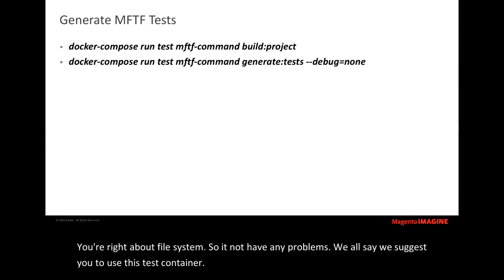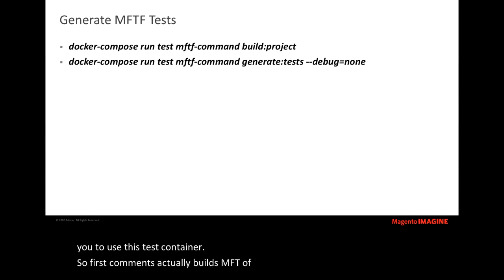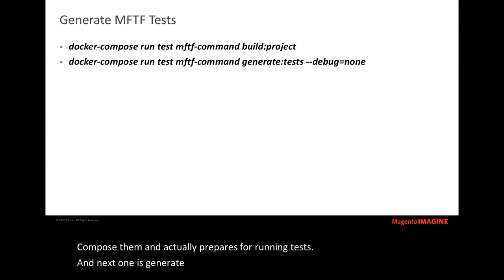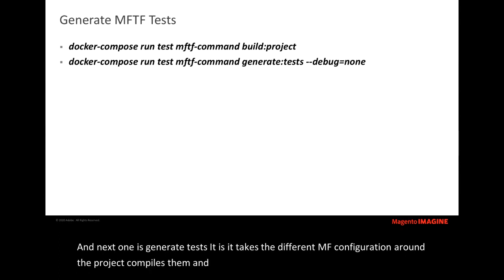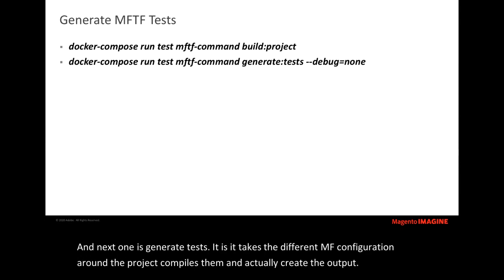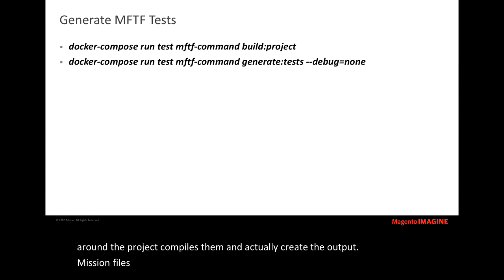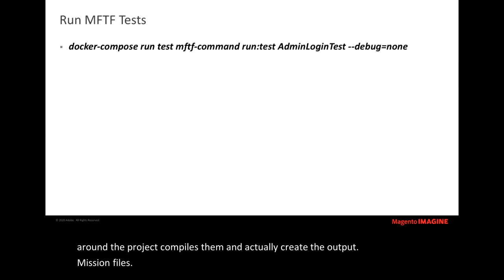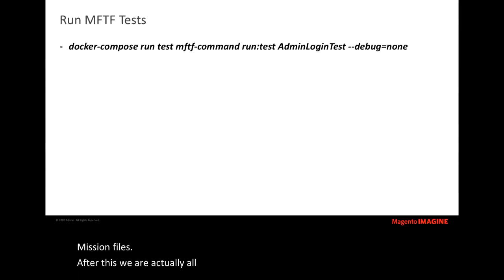So the first command actually builds the MFTF project. It generates some specific files, compiles them, and prepares for running tests. And the next one is generate tests. It takes the different MFTF configuration around the project, compiles them, and creates the output configuration files to run the MFTF. After this, we are all good to run our tests.